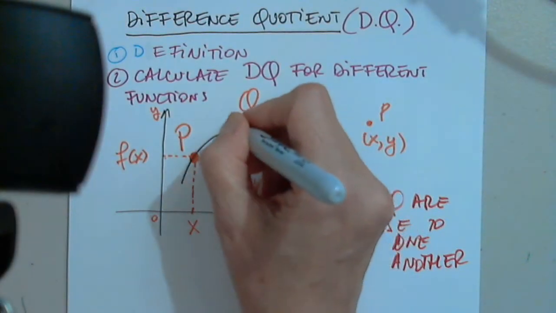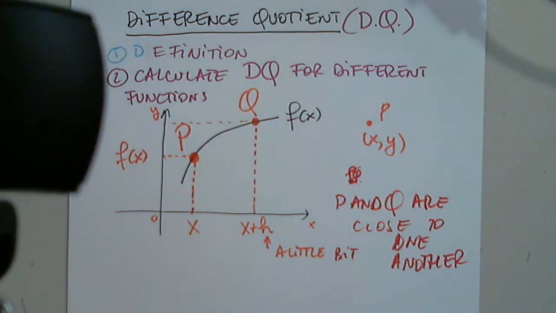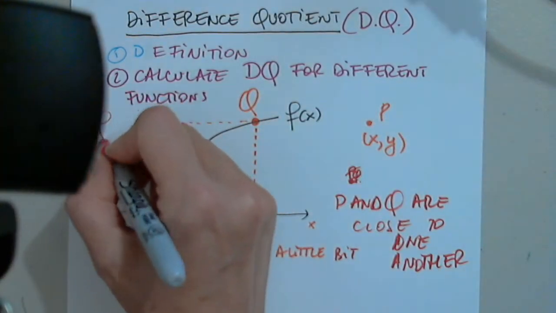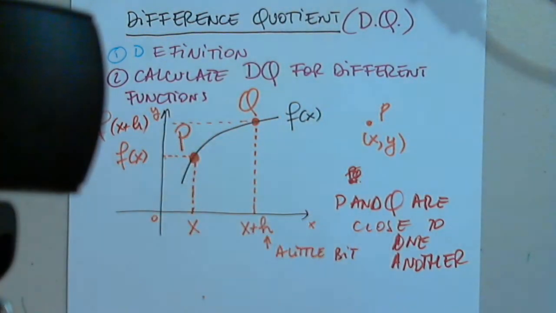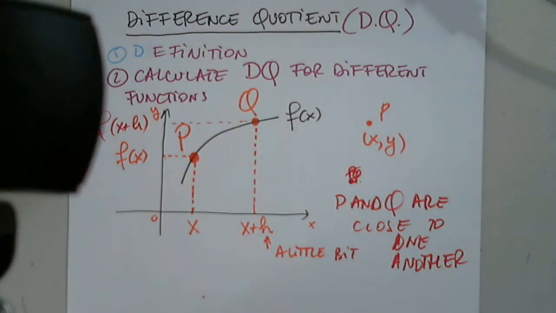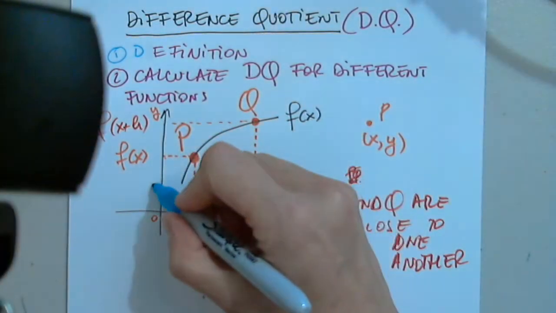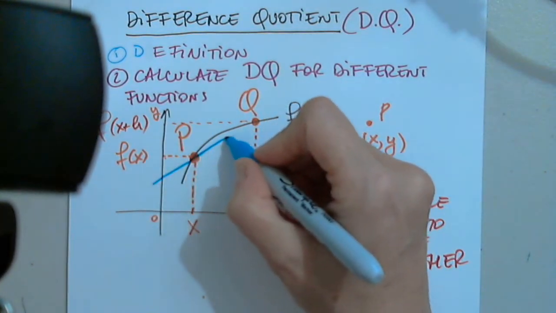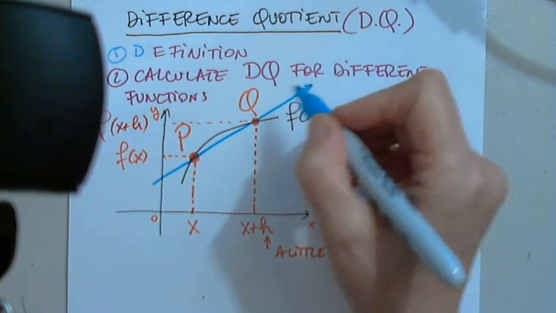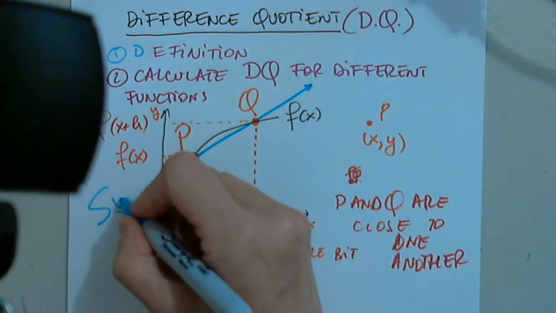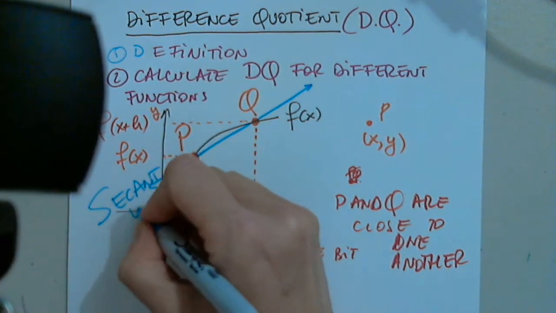Can anyone give us the y coordinate of Q now? F of x plus h. Very good, f of x plus h. And now I'm going to connect these two points with a line that passes through them. This is called a secant line.